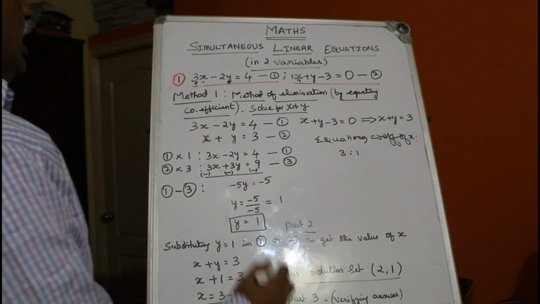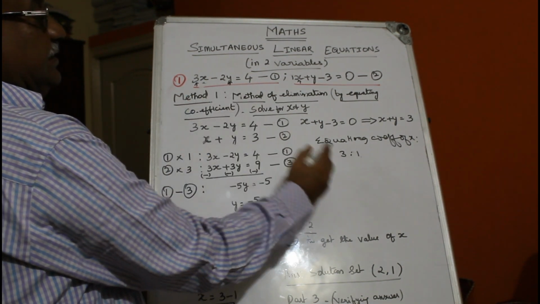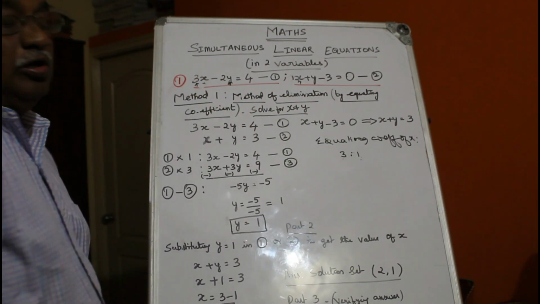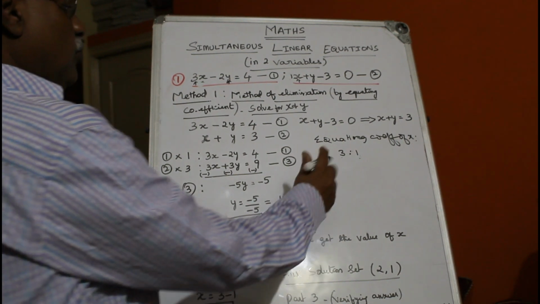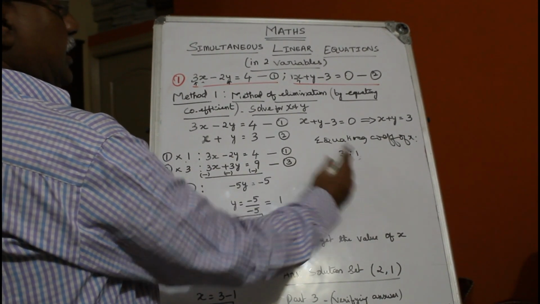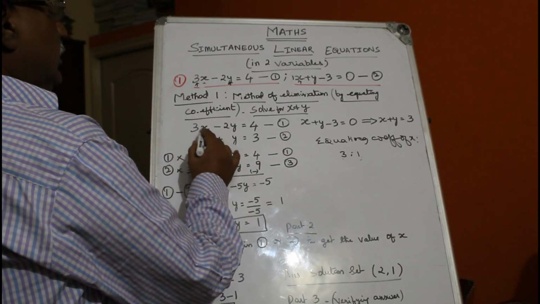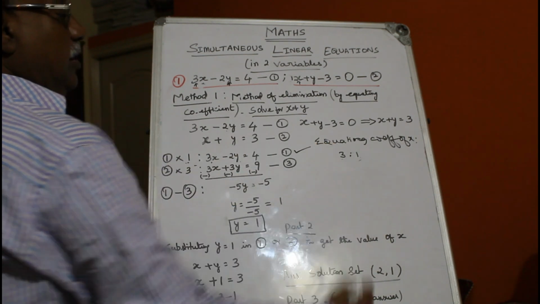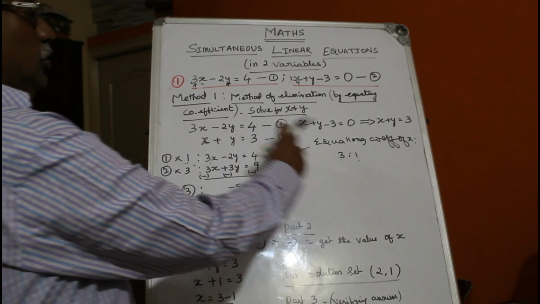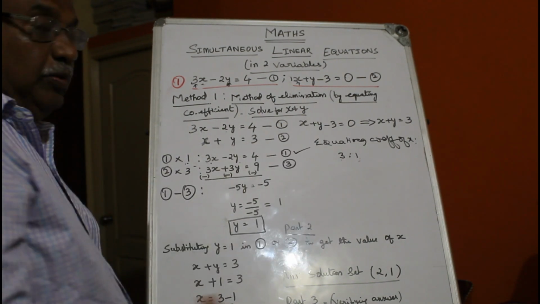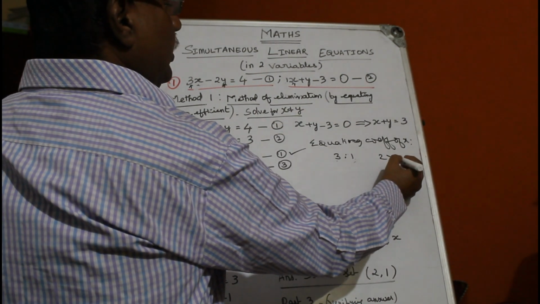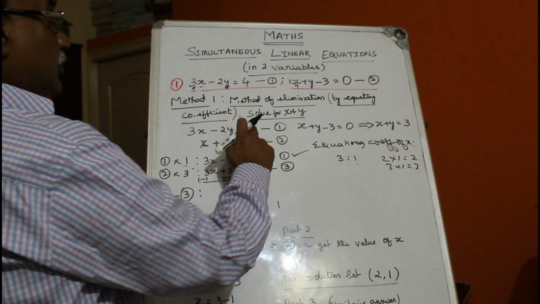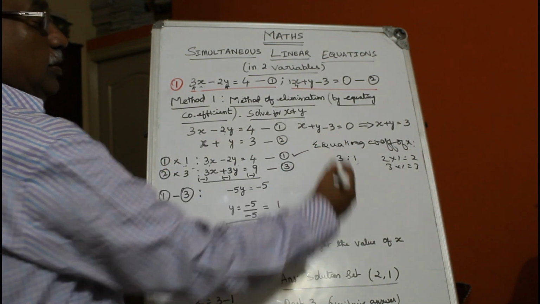Again I repeat, the coefficient of x is 3 in the first equation and 1 in the second. Coefficient means the number next to x. Now multiply the first equation by the second number, 1. 3x into 1 is 3x, minus 2y into 1 is minus 2y, 4 into 1 is 4. You get the same equation, because any number multiplied by 1 gives the same answer.